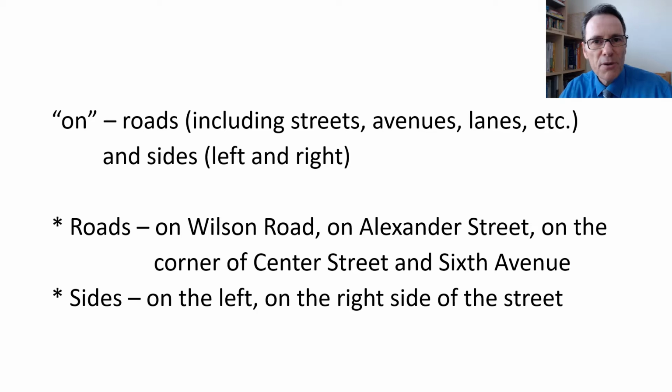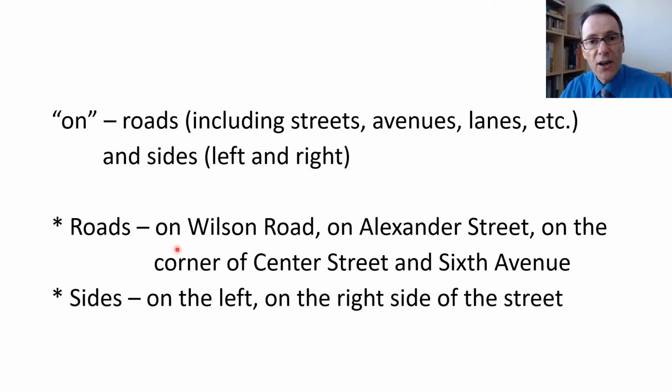Let's look at preposition on first. Now on's used for roads, and that includes streets, avenues, and lanes. So that's starting off with roads, the biggest, and then getting smaller. Streets, avenues, lanes. Right? And sides. Sides of the road. Right? We can say the left side, right side, left side of the street, right side of the avenue, that kind of thing. We've got some examples here.